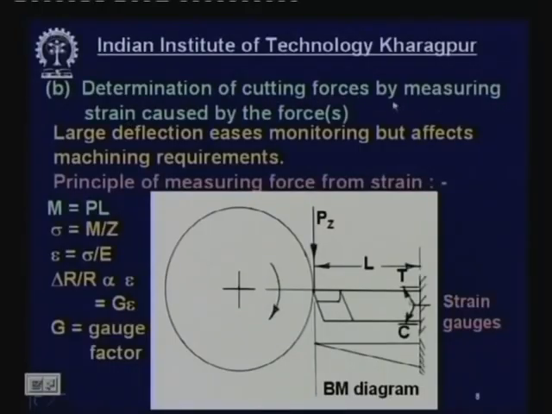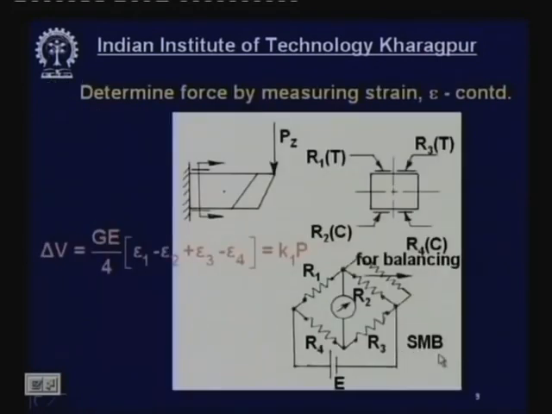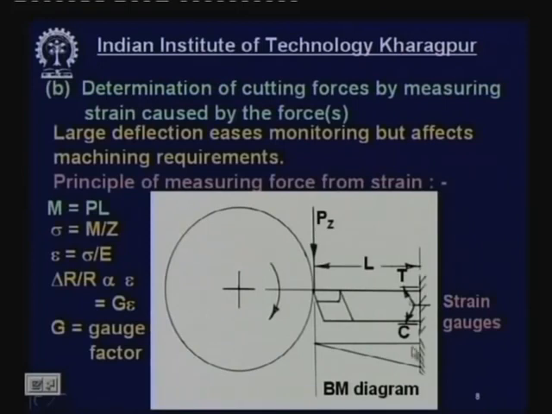Now here you can see the determination of cutting forces by measuring strain caused by the force. Here is a cantilever beam, like the cutting tool, subject to the force Pz, the cutting force, and because of this force Pz some strain and stress will develop at this root. Now this is a bending moment diagram. So maximum bending moment will take place at the root. Now what is the purpose? Our purpose is to measure the force Pz.